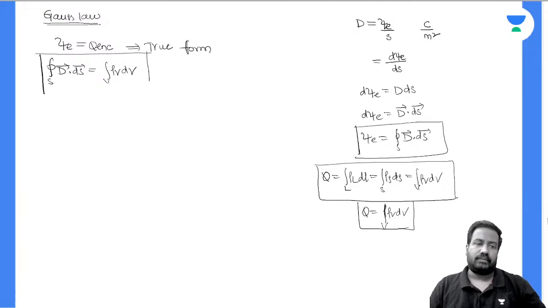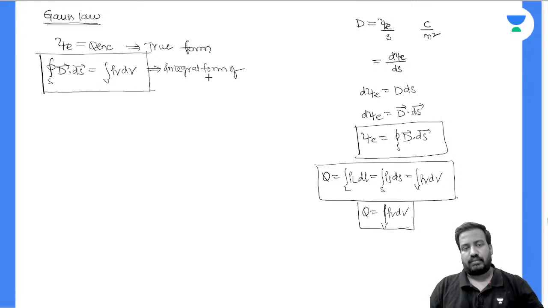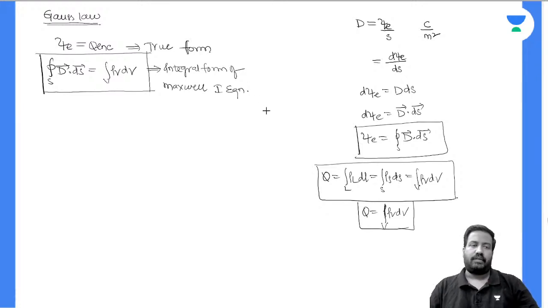This is called the integral form of Maxwell first equation. It is called the integral form of Maxwell first equation.